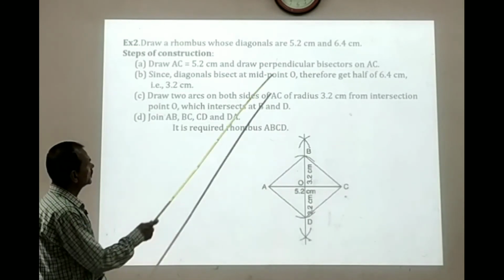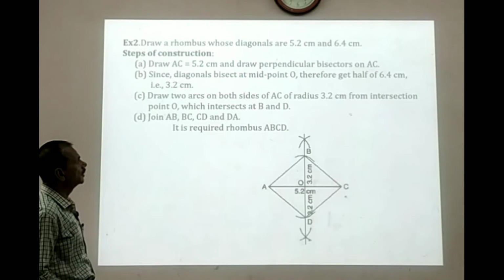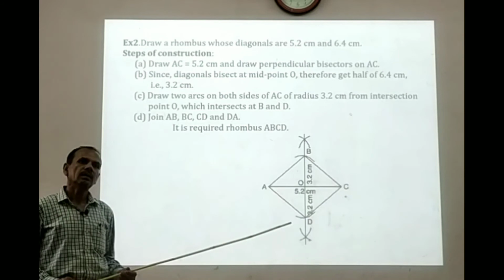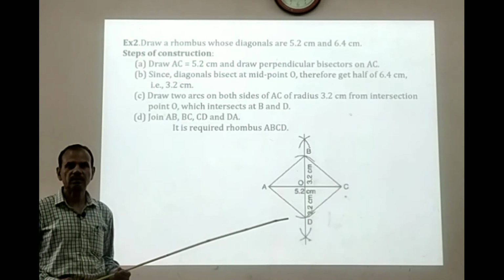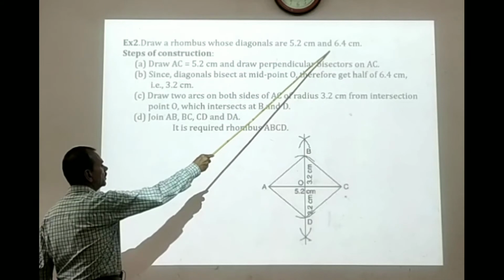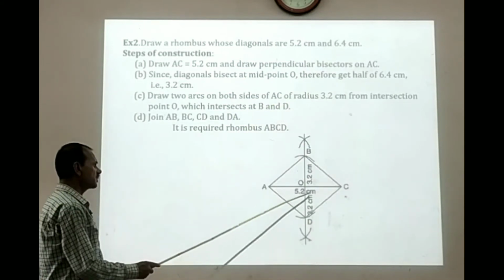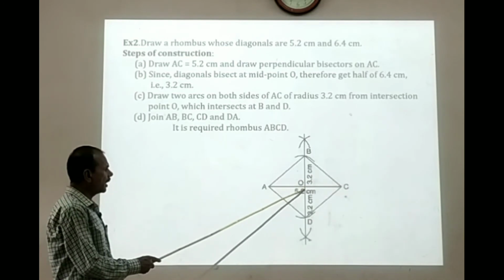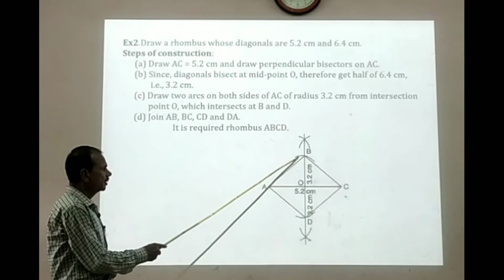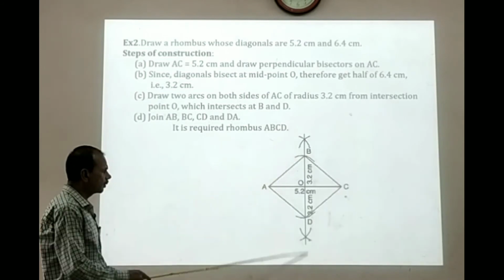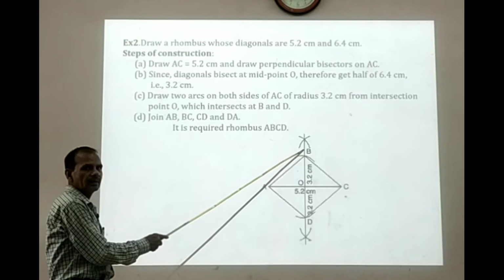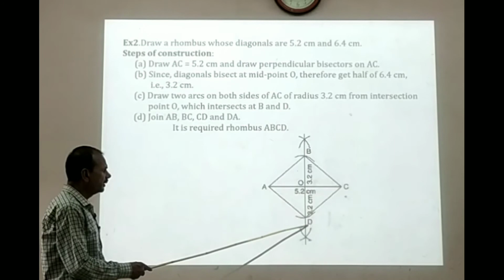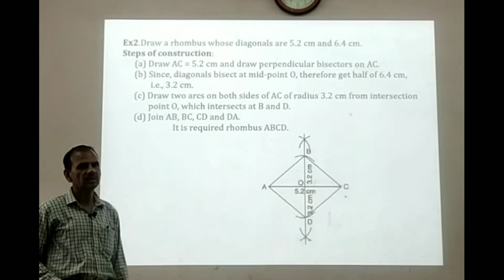Okay. Now the next measurement is 6.4. Half of this is 3.2. Why half? Because we know that diagonals bisect each other. So take half of this, 3.2. So with O as the center and radius 3.2 centimeter, draw an arc to intersect the perpendicular bisector at B above the AC and the same at D below the AC.